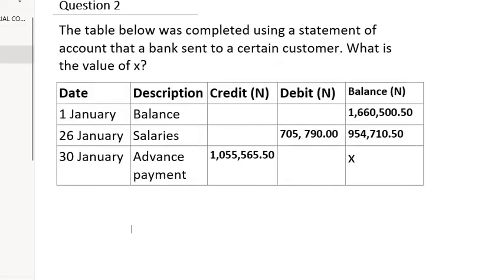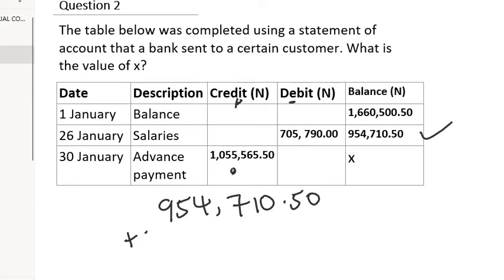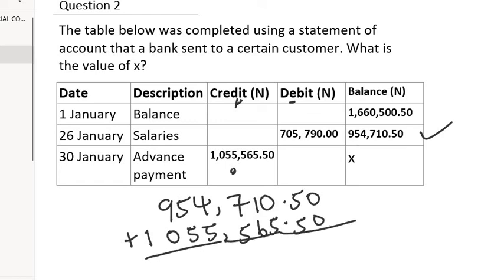Question 2. The table below was completed using a statement of account that a bank sent to a certain customer. What is the value of X? In this table, this credit here is the amount they pay into your account. The amount that enters your account is credit. The amount that leaves your account is debit. To get X, this is your balance before this amount was paid into your account. So your previous balance, or the last balance here, which is 954,710 naira 0.50 kobo, plus the amount paid into your account, which is 1,055,565.50. Sum them up, you get your new balance.